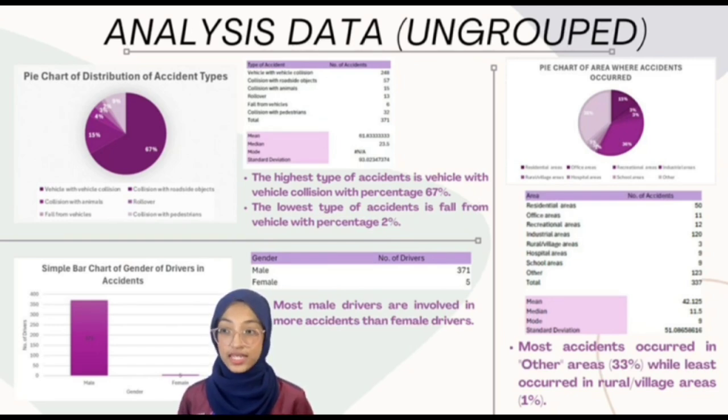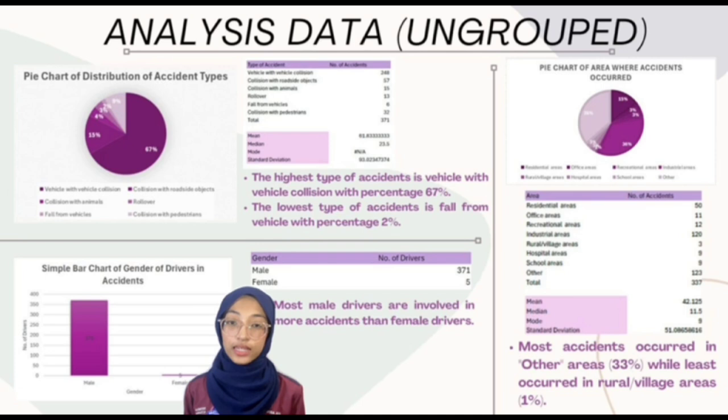Next, we take a look at the analysis on group data. First, we analyze data from type of collision using pie chart. There are 6 collisions: vehicle with vehicle collision, collision with roadside object, collision with animals, rollover, fall from vehicle, and collision with pedestrian. The highest type of accident is vehicle with vehicle collision with percentage 67%, while the lowest type of accident is fall from vehicle, which the percentage is 2%.